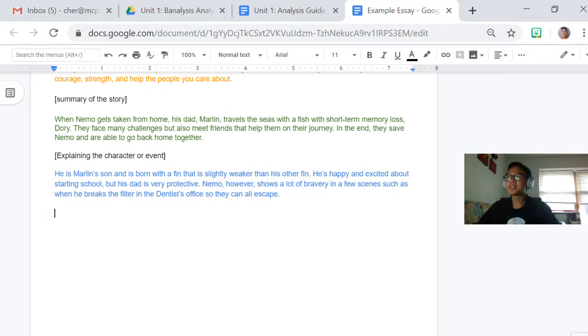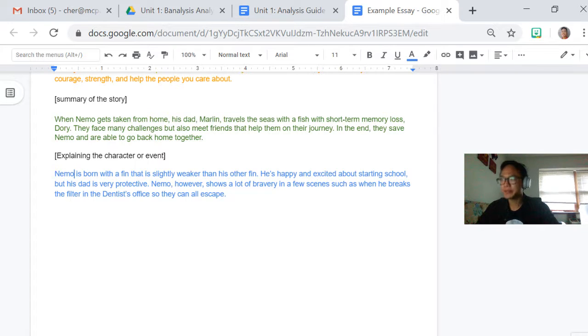He is Marlin's son and is born with... Okay, well, now that doesn't make sense either, because now I'm talking about, who is he? That doesn't refer to anyone, because I took Nemo out of the first sentence, so I think we have to erase that too. Maybe what we can do is just say Nemo is born with a fin that is slightly weaker than his other fin. He's happy and excited about starting school, but his dad is very protective. Okay, I think that's flowing pretty okay now.